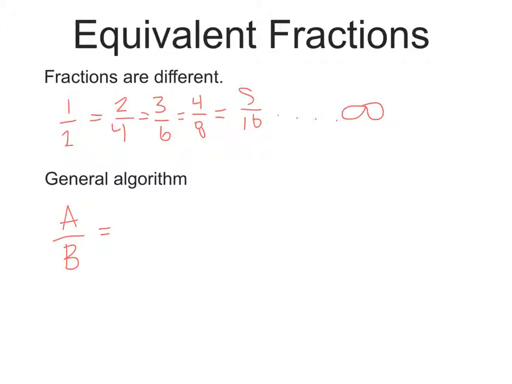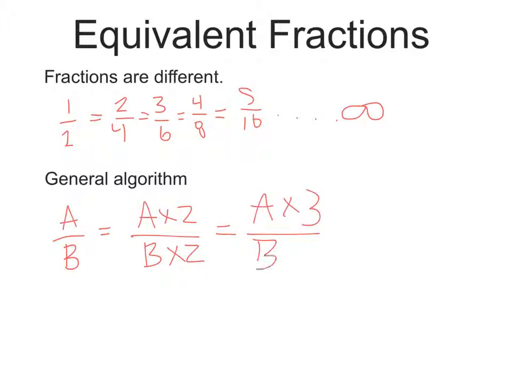Basically, all we are doing is taking a fraction a over b and multiplying the whole thing by 2, by 3, or by any number n. Oops. That should be a b.